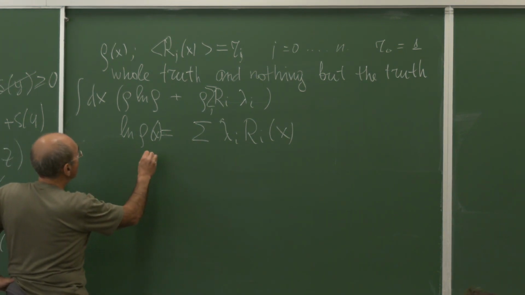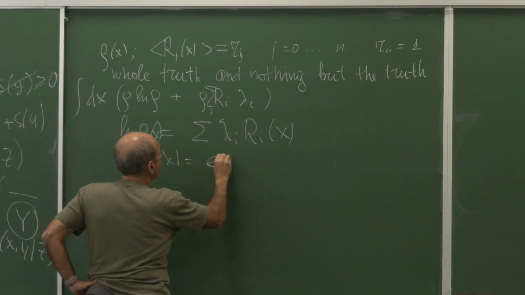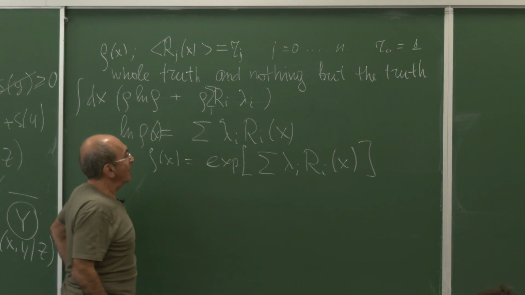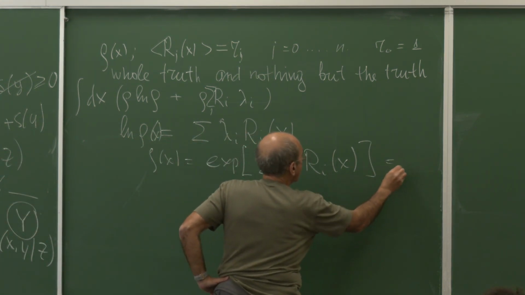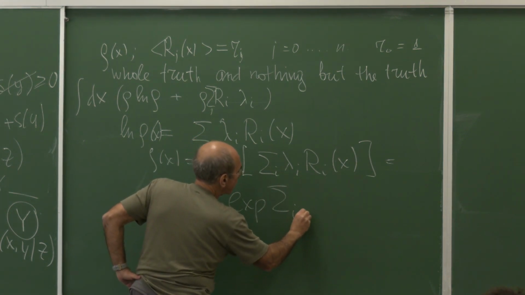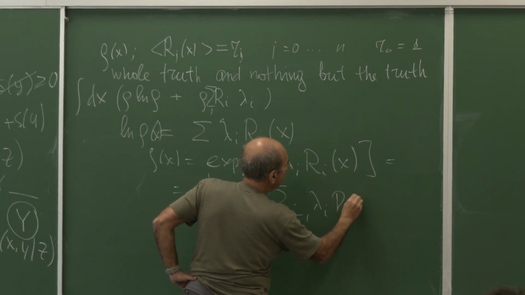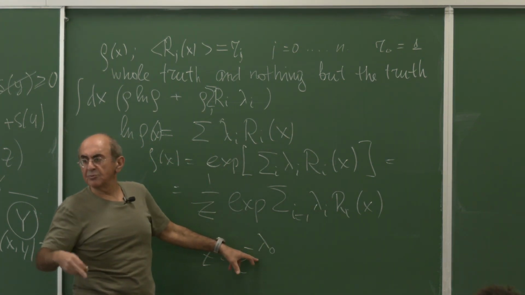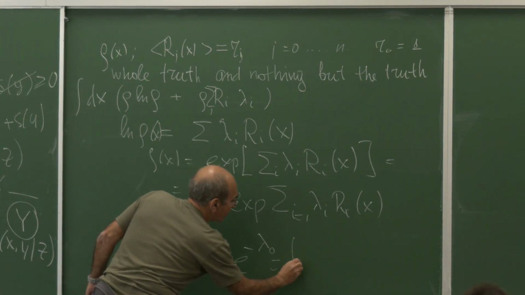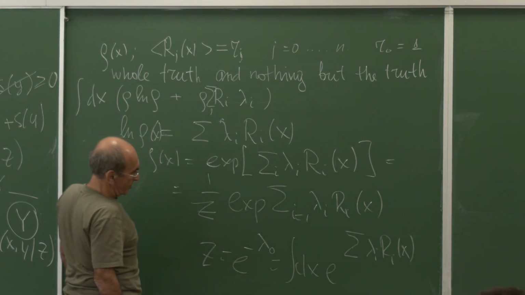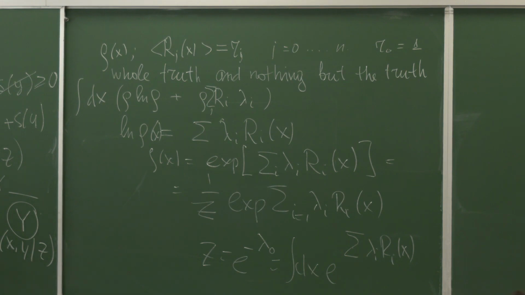So it gives me an answer. It says that rho of x is the exponent of the sum of lambda i r i of x. And of course, we used to write it as one over z times the exponent of the sum, with i starting from 1, of lambda i r i of x, where z is just the exponent of minus lambda naught, which corresponds to normalization. And of course, this is an integral over dx of the exponent of minus the sum of lambda i r i of x, for normalization, right? That's it. It is that simple. It is that universal.